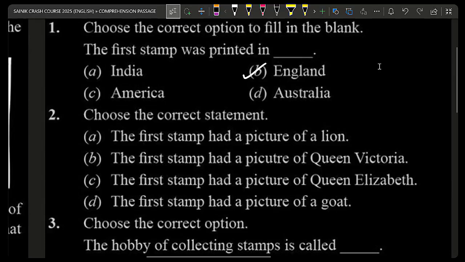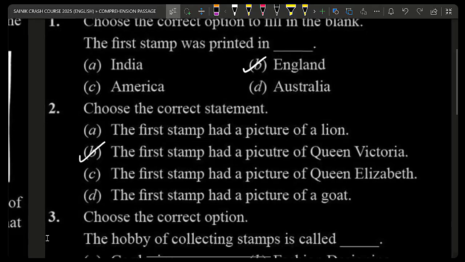Sir, the answer is option B. Option B. Is it clearly mentioned in the paragraph? Yes, sir. Can you read the statement, option B? Sir, the first stamp had a picture of Queen Victoria. Okay, you can mute yourself, Daksh. Now we'll go to the next question.